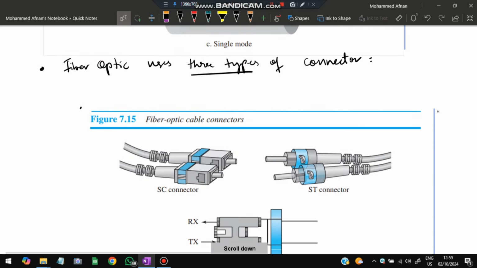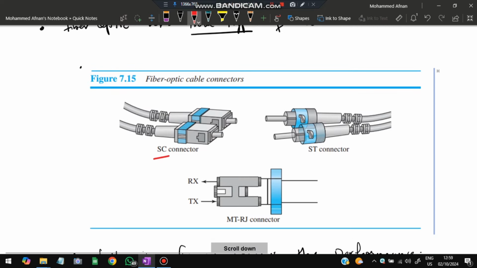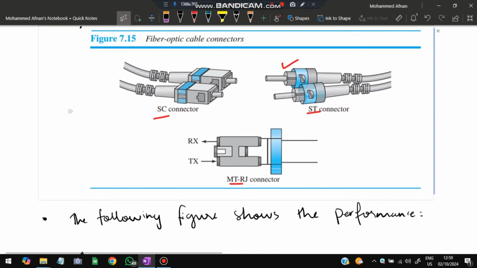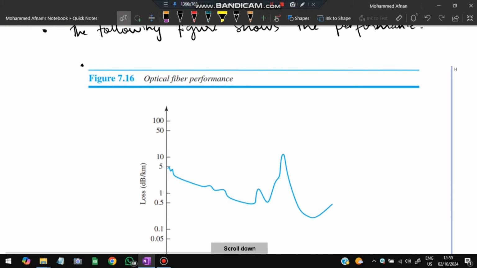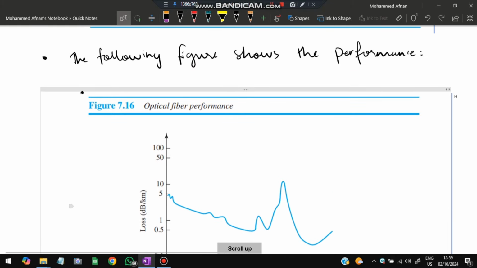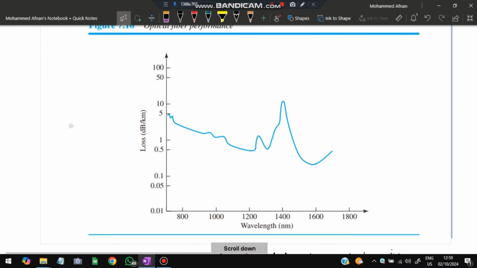Okay, and it has three types of connectors: SC connector, ST connector, and MT-RJ connector. You might have seen this one while plugging in the TV, and this one also while plugging in the Wi-Fi, right? So those are the ones which are used mostly in our daily life, the fiber optic cables. Okay, and this is the performance of the optical fiber. As you can see, between wavelengths 1300 and 1500, there is a high level of loss.